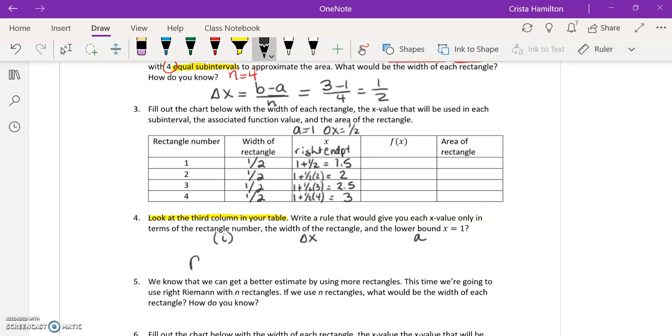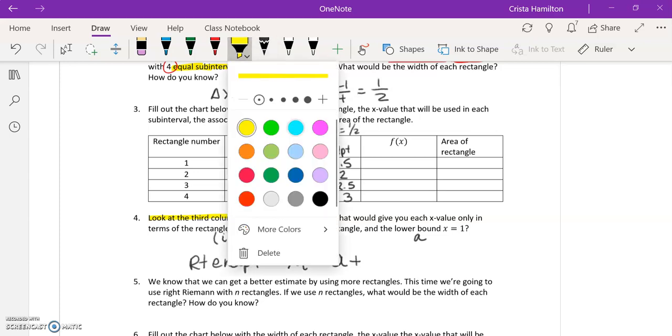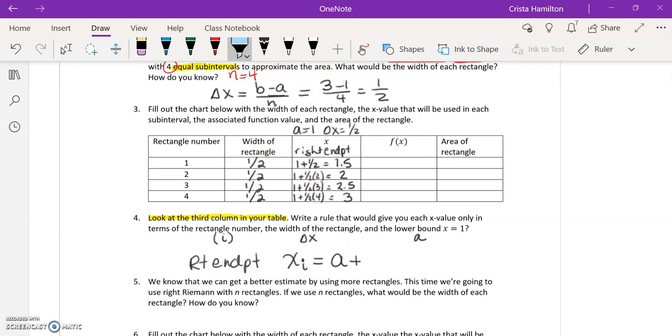So my formula for the right endpoint is going to be x sub i is going to be equal to, you always start with your first value, your lower bound. So start with the a. And then each time, notice we added the width to move over to the right side. For the first rectangle, I had to move over 1 width from the start. For the second rectangle, I had to move over 2 widths from the start, and so on. So it'll be a plus delta x times i. And so that gives us a nice little generic formula for that.